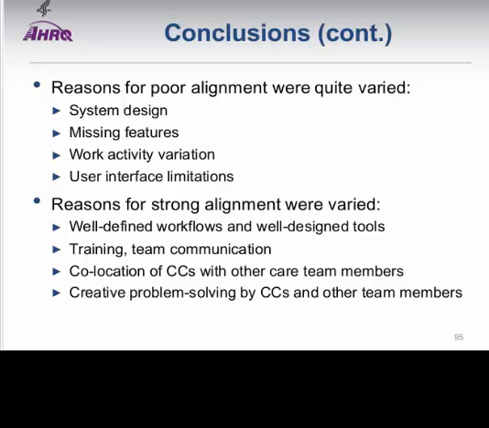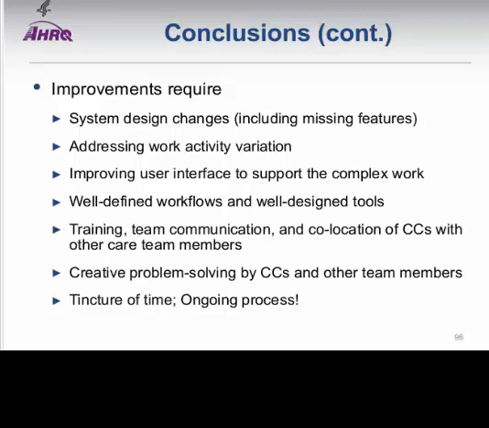I think I've probably mentioned already the reasons for poor alignment that were quite varied, and the reasons for strong alignment also varied. It depended on a lot of local factors and some of the broader factors in terms of how the program was rolled out overall. And finally, if we were to focus on improvements and what makes sense going forward, we found that it touched all areas, everything from system design changes to looking at how work activity that varies might become more consistent.